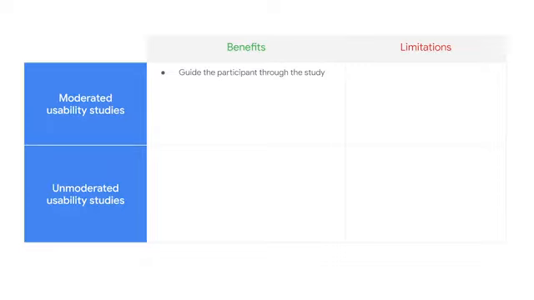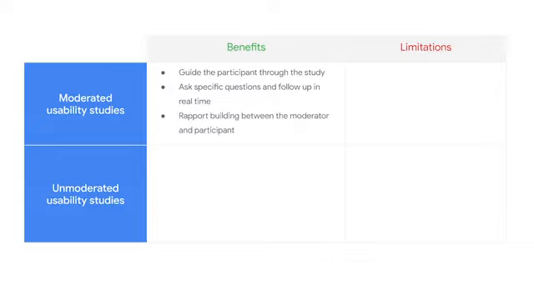Second, moderated studies allow the moderator to ask specific questions and follow up in real time to learn more. Similarly, the moderator can rephrase a question that a participant is not understanding. This is beneficial because it allows you to collect more information that you can act on to improve your design. Third, moderated usability studies allow for rapport building between the moderator and participant, which can help the participant open up and share more feedback about the design. Building rapport is especially important if the design being tested deals with sensitive or personal issues.